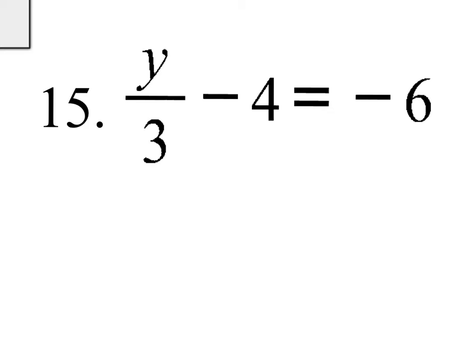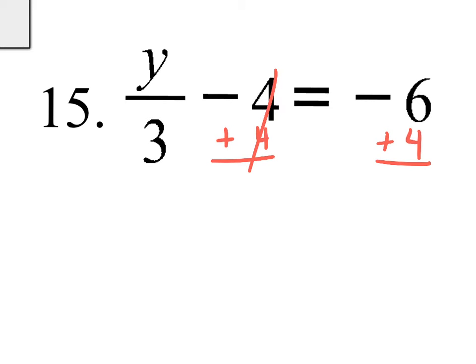Number 15, let's get the y by itself on the left side of the equal sign. So I don't want this 3, I don't want this minus 4. Which one's easy to get rid of? The minus 4 is easy to get rid of. Of course, you could multiply by 3, cancel it out, multiply by 3, get 12, multiply by 3, get 18. But the easier option is to simply get rid of that minus 4 by doing a plus 4 right here. And what you do to one side, do to the other side.